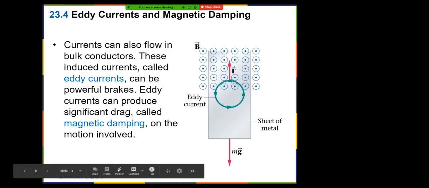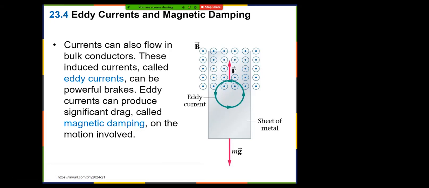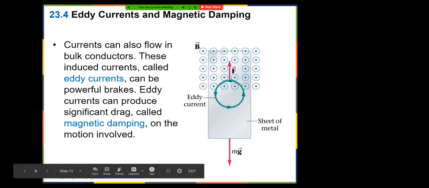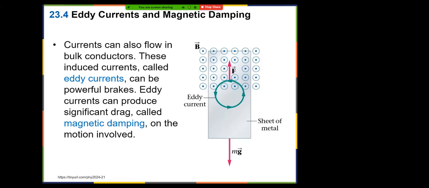If you have a sheet of metal and a sheet of, say, insulator, and you release them both inside the magnetic field, you will see that the metal actually goes slower than the non-metal. The non-metal goes faster because it's purely the gravitational force. For the metal, there's an opposite force produced due to the eddy current inside the field. The drag the eddy current produces is called magnetic damping.